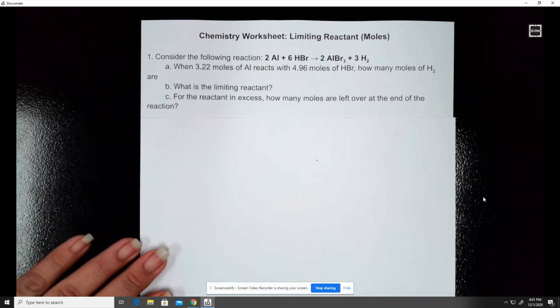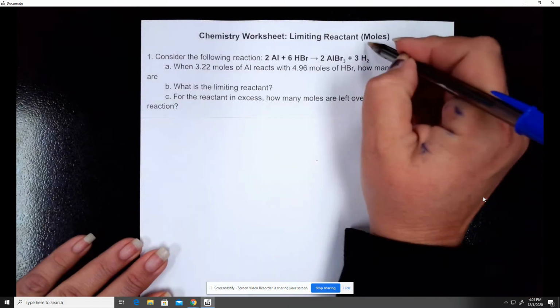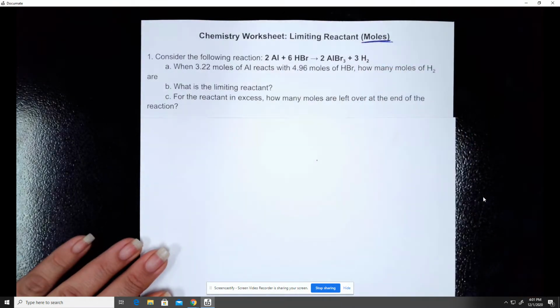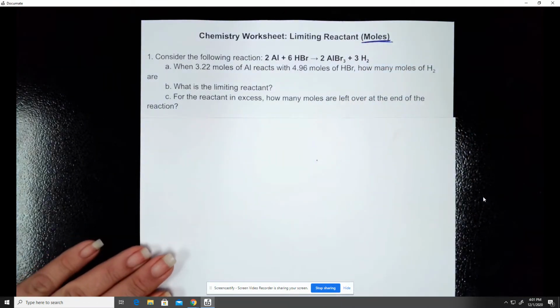Hi guys, I had some questions before we went on Thanksgiving break about this chemistry worksheet, limiting reactant moles, right? And this goes along with the example that I just posted in Edpuzzle, limiting reactant examples, moles. I'm going to go over the first one with you, and then we're going to check in tomorrow. And I want you guys to try to do number 2 and number 3 on your own, and then we'll check and see how you did.